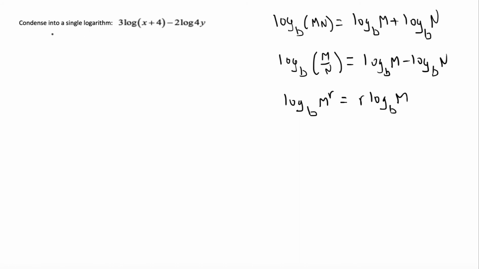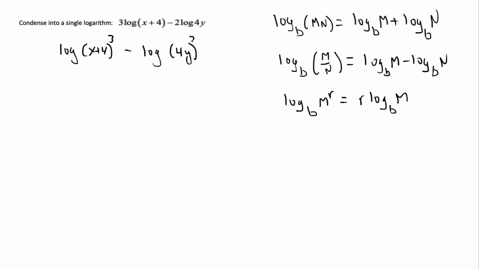When we condense, we use the power rule first. Remember, when we expand, we generally use the power rule last, but when we condense, we want to use the power rule first. So what does that mean? It means this 3 should come up and be the power of the x plus 4 term, and similarly, this 2 should come up and be the exponent for the 4y term.